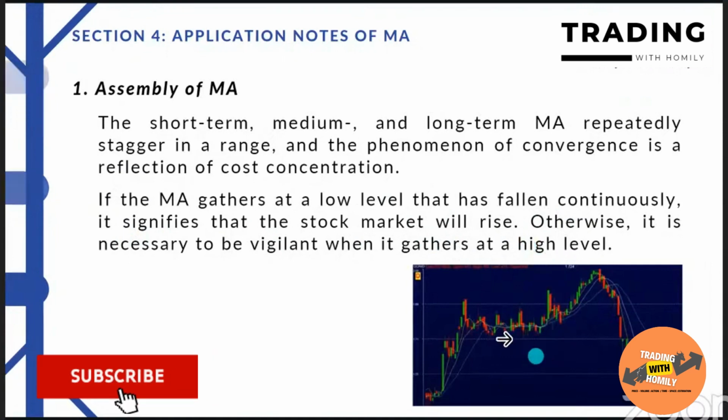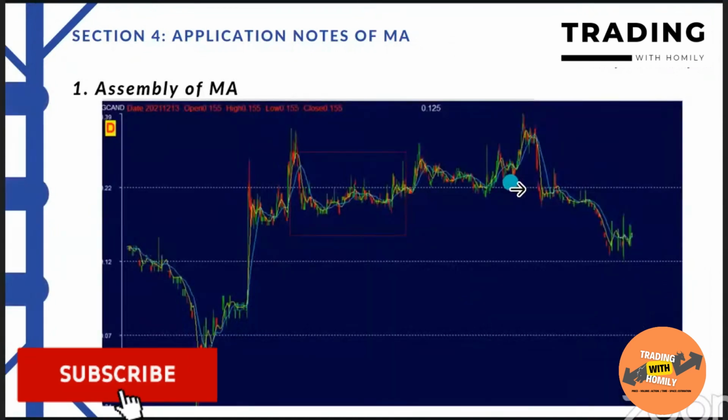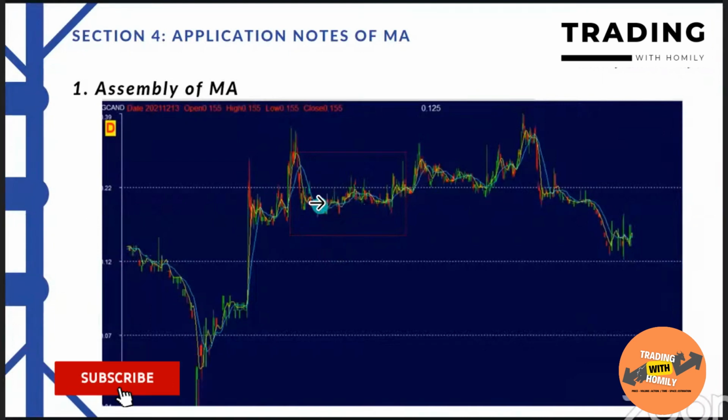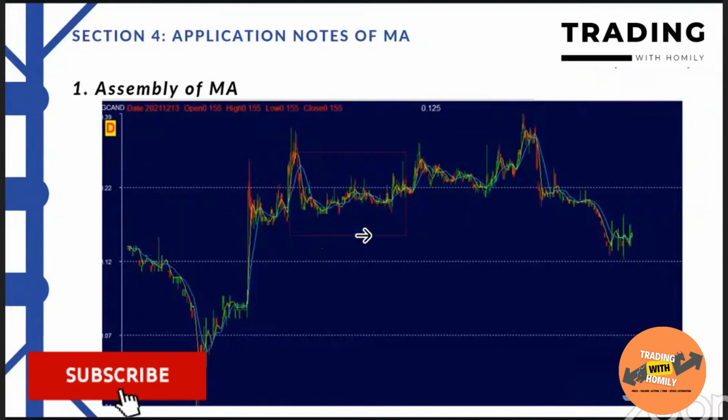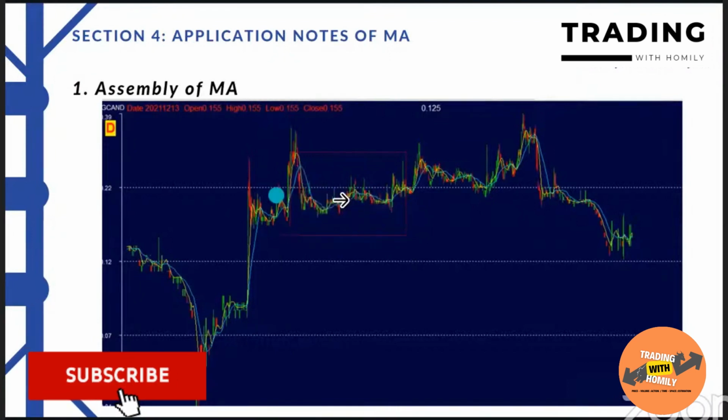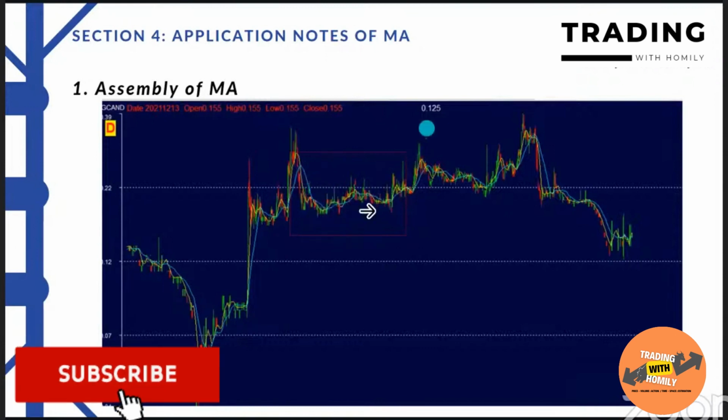Because why? MA is very sensitive to the stock price. If the MA lines already gather together, all the lines in the downtrend, it may tell you the trend of the stock will change to upward later. Because why? It is like gathering all the power in the same place here. So after that, the trend will change.